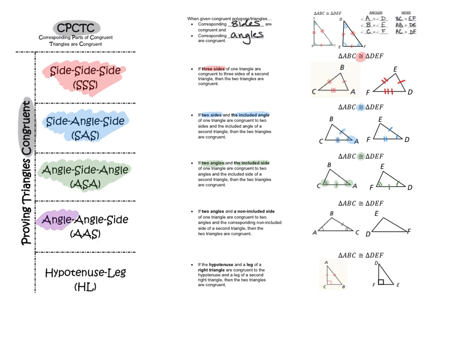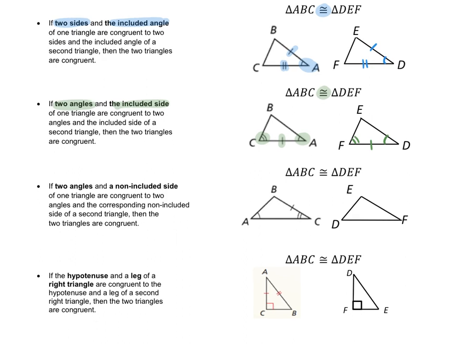Another one is called angle, angle, side. And again, they're named really helpfully because we're looking for an angle, and then a side not included in it. So we're looking for two angles and then a non-included side. If we can find that in two triangles, we can say that they're congruent. Notice we would have angle, angle, side. So if we see on another triangle that we have a congruent angle, and a congruent side, that is enough to prove that those two triangles are congruent.